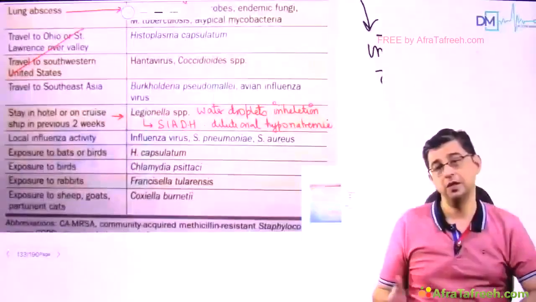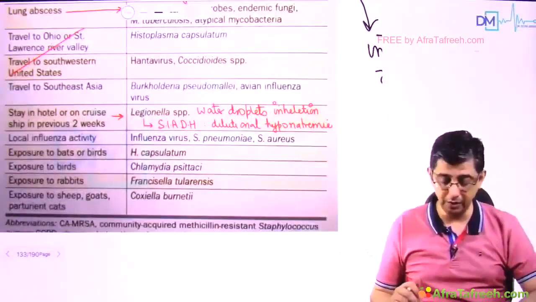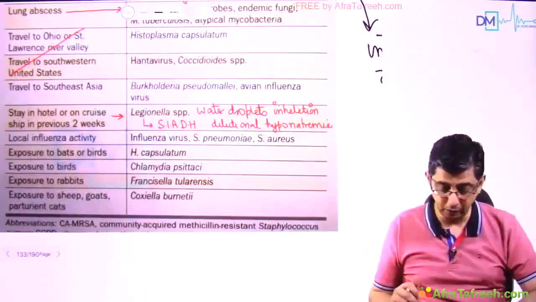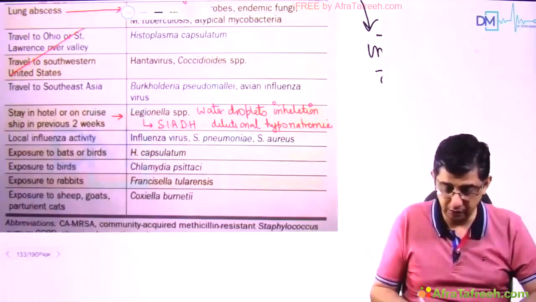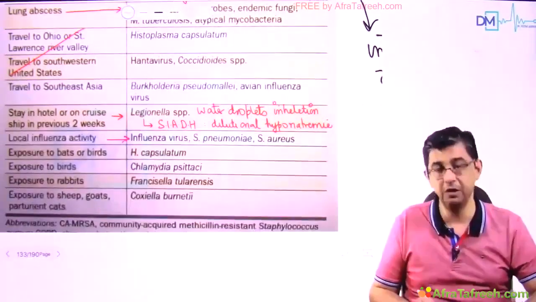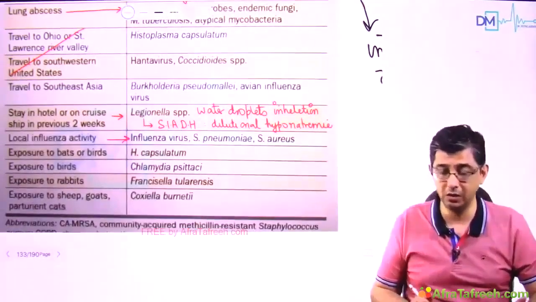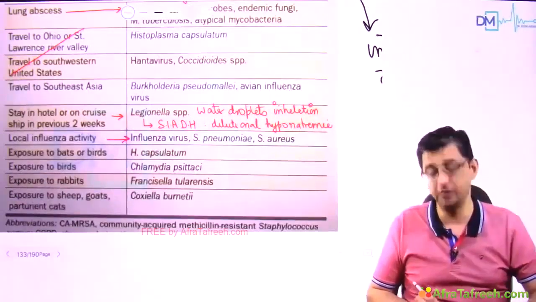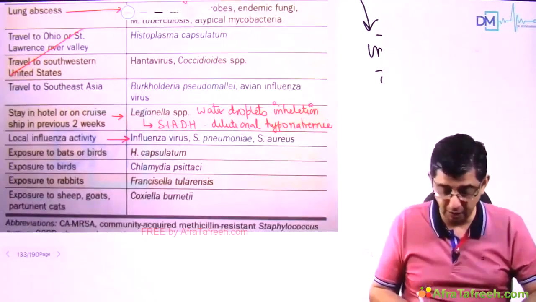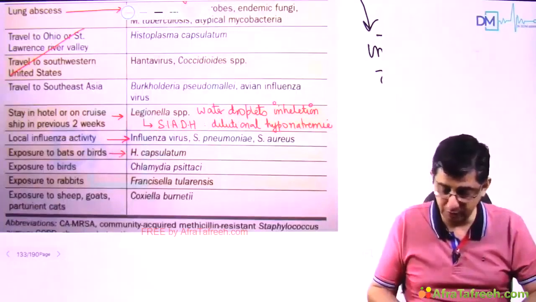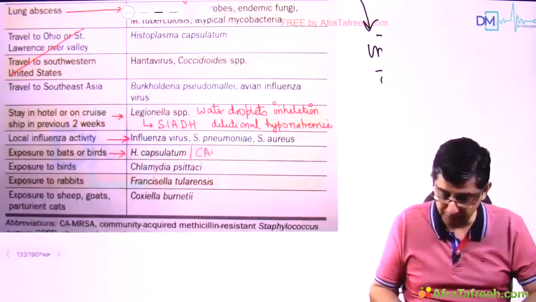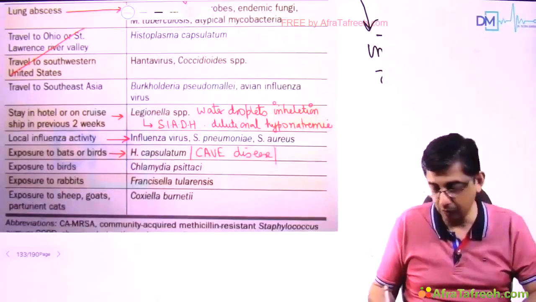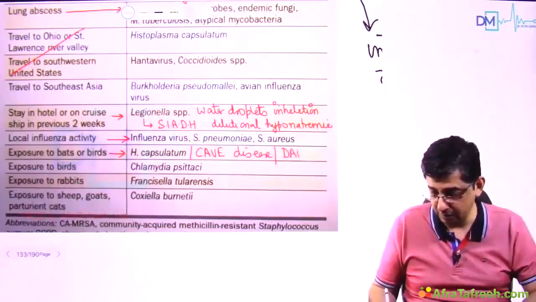So Mycoplasma, Legionella, and Chlamydia are atypical organisms. Then would be local influenza activity. That's obviously influenza virus. As I was saying, winter season, old man, he's on steroids also, maybe due to some homeopathic supplement. It could be influenza. Exposure to bats is Histoplasma, that is also called Cave's disease, or is also referred to as Darling disease.